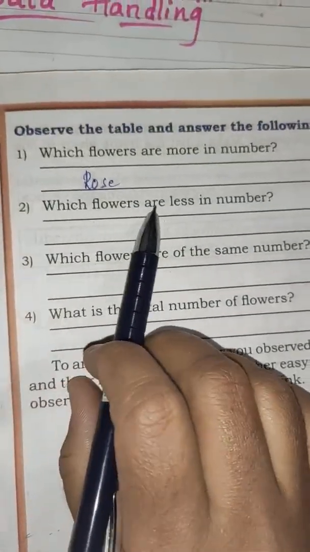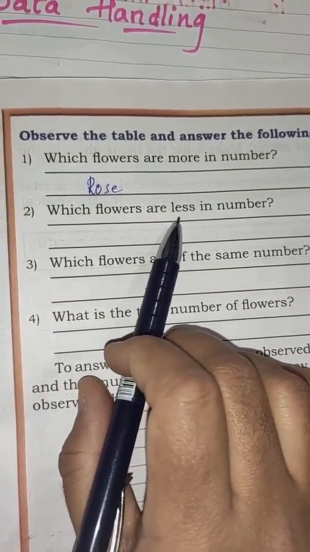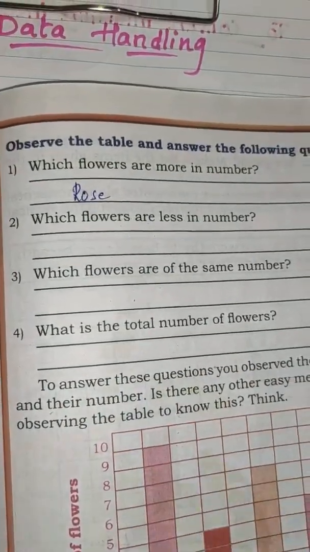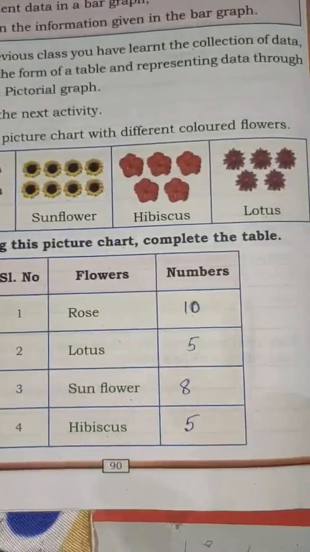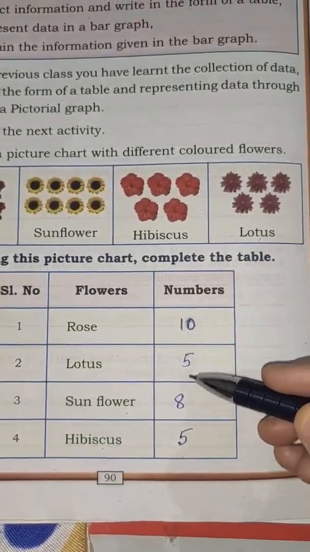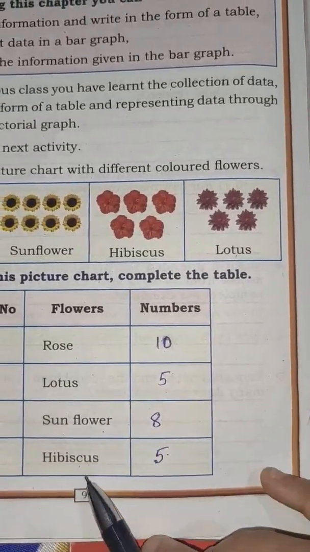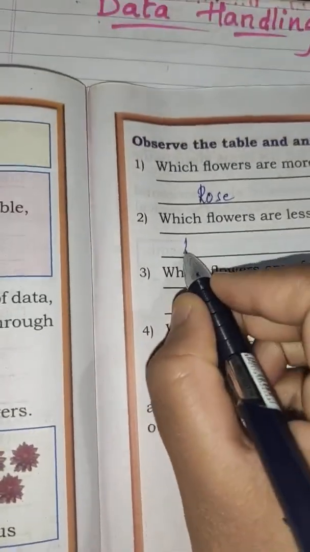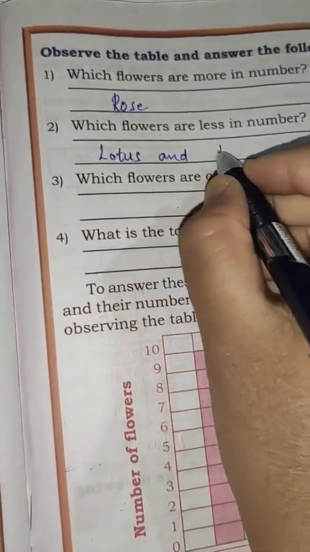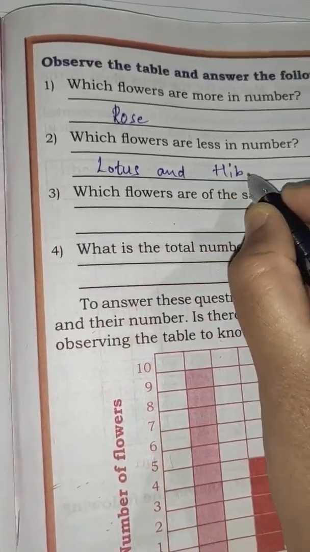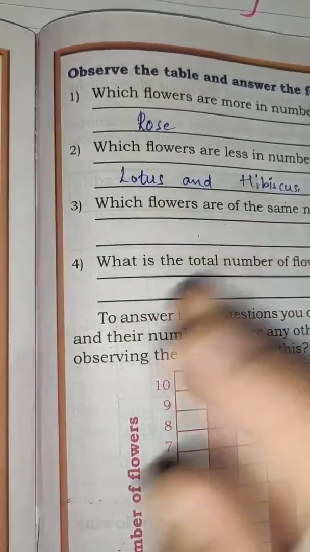Next, which flowers are less in number? Less in the sense what? Less means least. Okay, so which flowers are less in number? 10, 5, 8, 5. So, lotus and hibiscus. So we'll write here, lotus and hibiscus. Lotus and hibiscus are less in number.